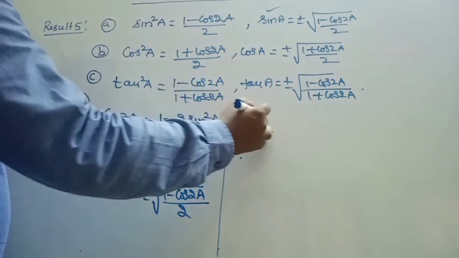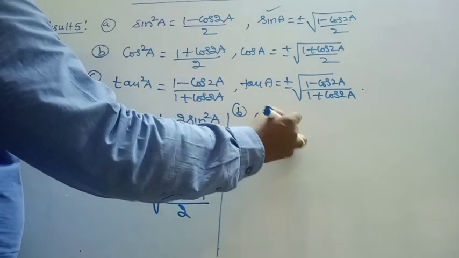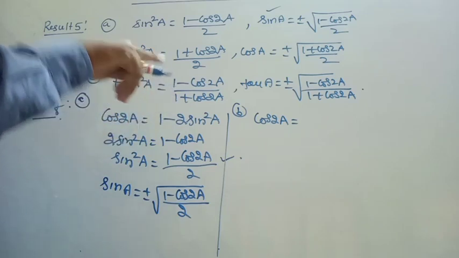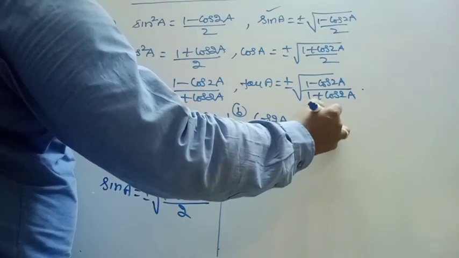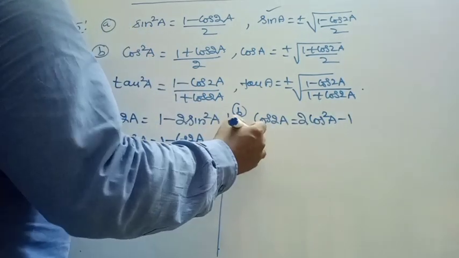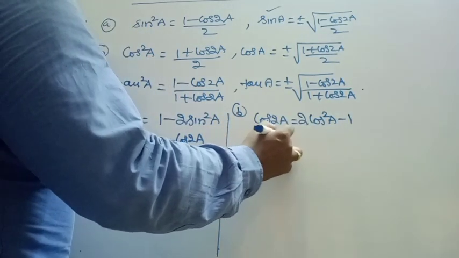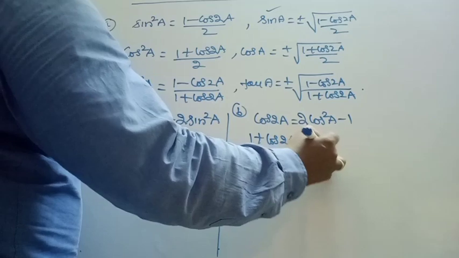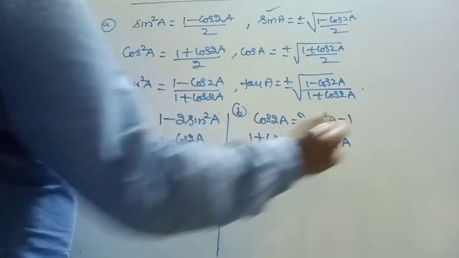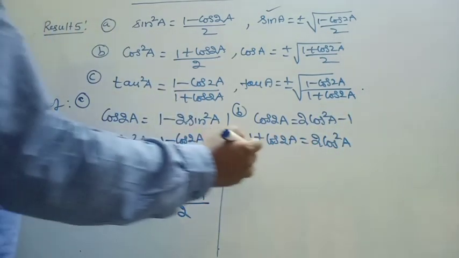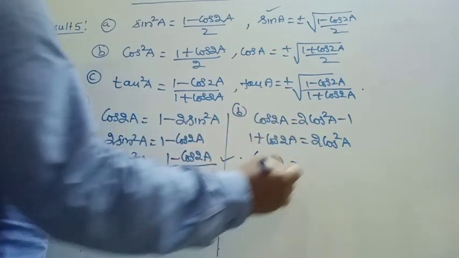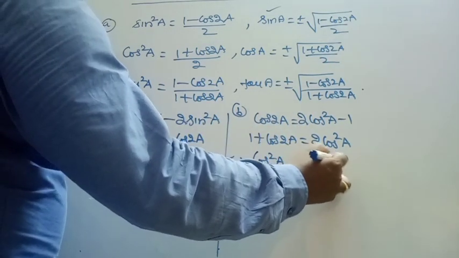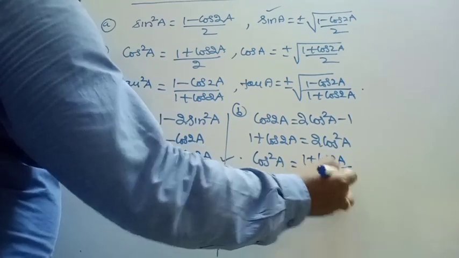We have, my dear students, derived 4 formulas. Among them, one formula is purely in terms of cos A, that is 2 cos square A minus 1, which means 1 plus cos 2A is equal to 2 cos square A, right? Now we subject cos square A here. If you subject cos square A, you are going to get this as (1 plus cos 2A) by 2.